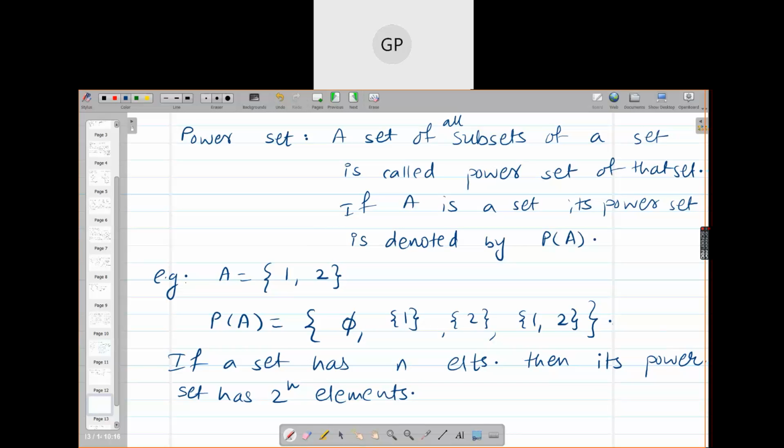अभी हम इस पे एक रिलेशन डिफाइन करते हैं. Have you finished writing? No, ma'am, wait.